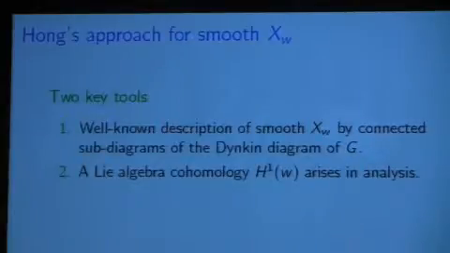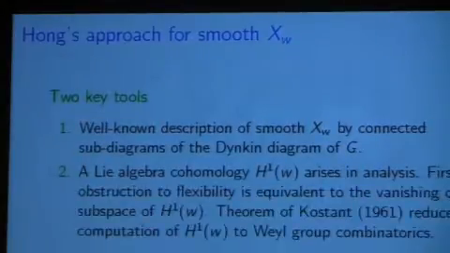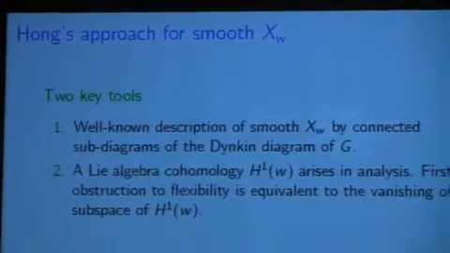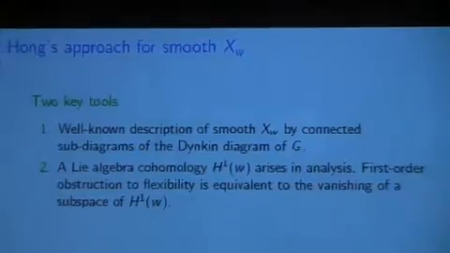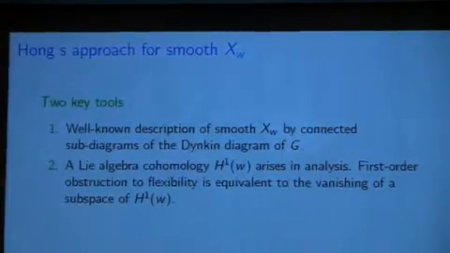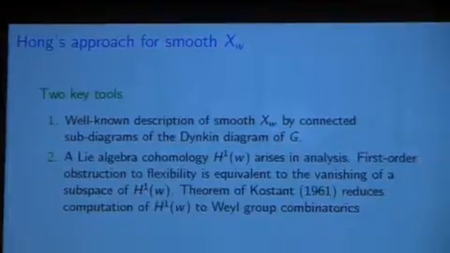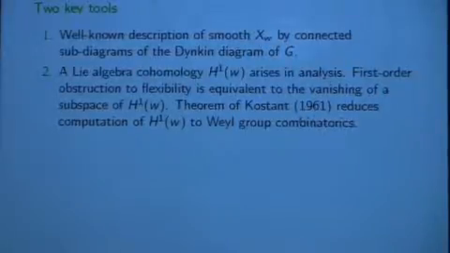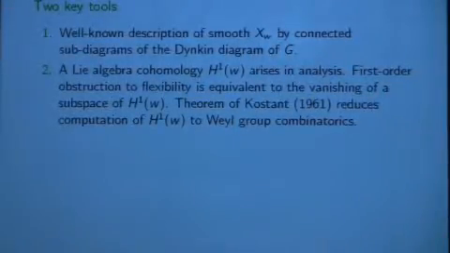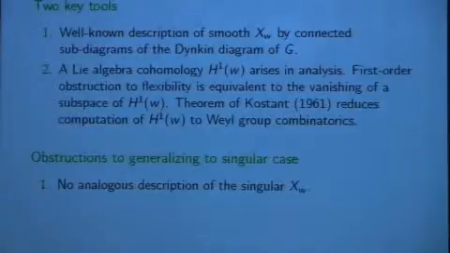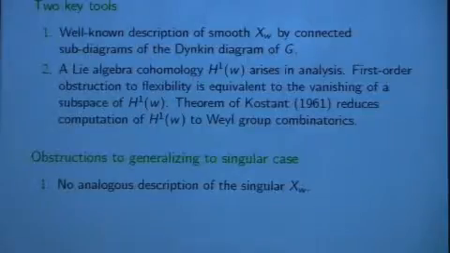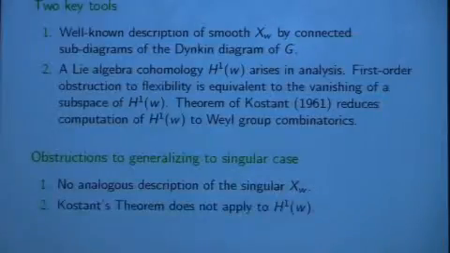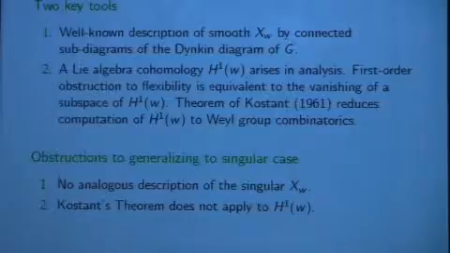And then, as I mentioned, there's a Lie algebra cohomology that arises in the analysis of the Schur system. And first-order obstructions to flexibility is equivalent to the vanishing of a subspace of that cohomology. And the theorem of Kostant reduces the calculation of the cohomology to Weyl group combinatorics. Okay. So the first obstruction to generalizing to the singular case is that there's no analogous description of the singular Schubert varieties in terms of these hieroglyphics. And the second is that Kostant's theorem does not apply. You're just out of luck.